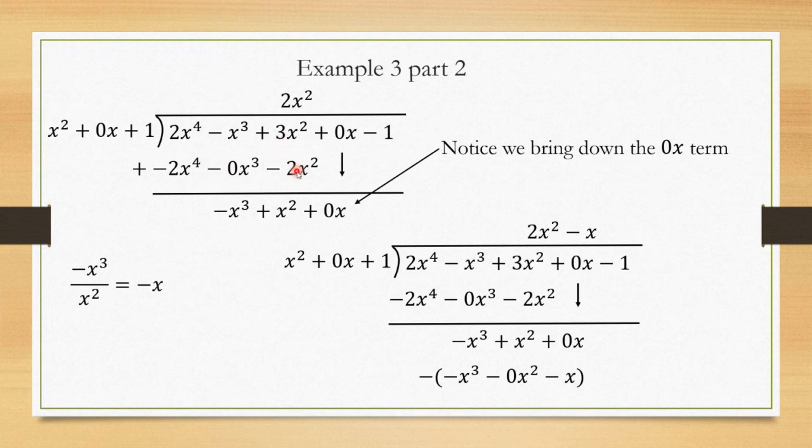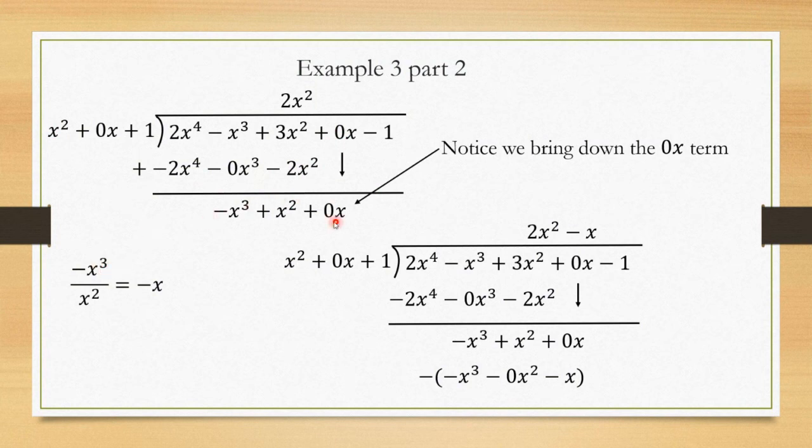3x squared minus 2x squared, or plus negative 2x squared, that's x squared. The 0x we bring down now. Now notice the degree of this is 3. The degree of the divisor is 2. So we have to do the process again. This is our new dividend. But notice the next term was 0x. We don't bring down the minus 1 yet. 0x is the next term, so we bring that down. That's what you do.